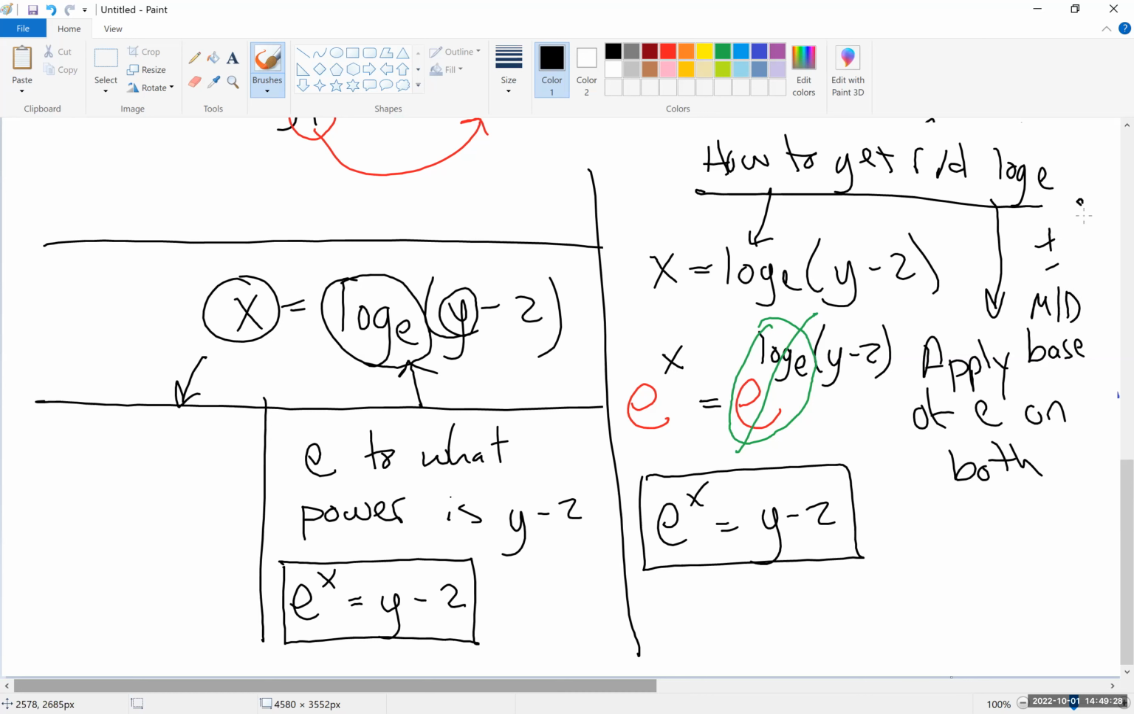If it was an exponent of 2, we take the square root on both sides. How do you get rid of an exponent of 2? You square root both sides. How do you get rid of an exponential? You apply a logarithm. How do you get rid of a logarithm? You apply an exponential as a base. All right, let's pause here. Let's see if that answered the question.